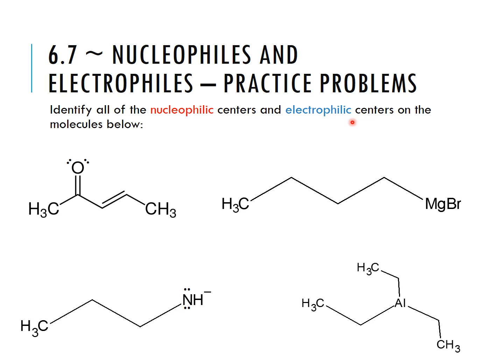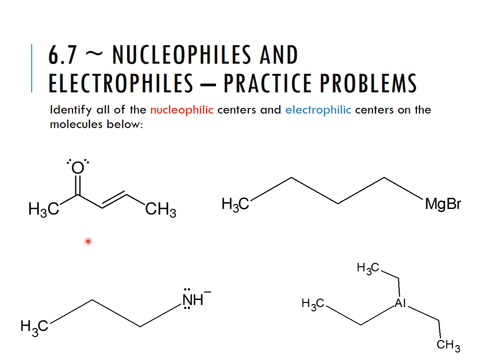So if we start with this one here, we have a ketone, we have an alkene, and if we start by looking for our electrophiles, so I'm going to circle our electrophiles in blue and our nucleophiles in red. If we start with our electrophiles, we know that we're looking for something that's positive, partially positive, or an unfilled octet.